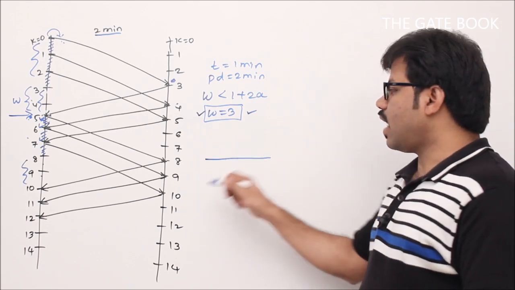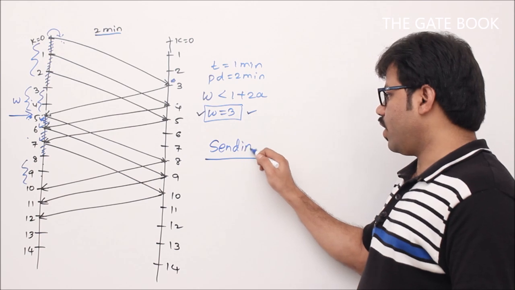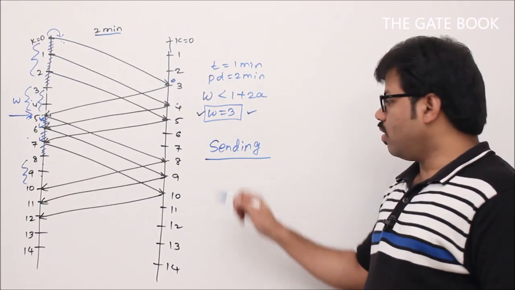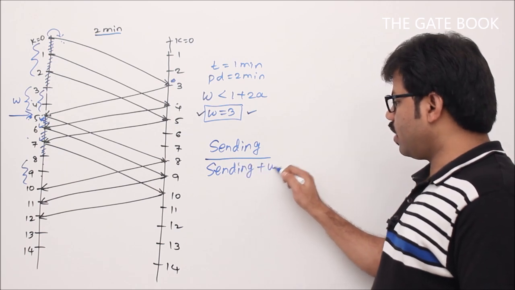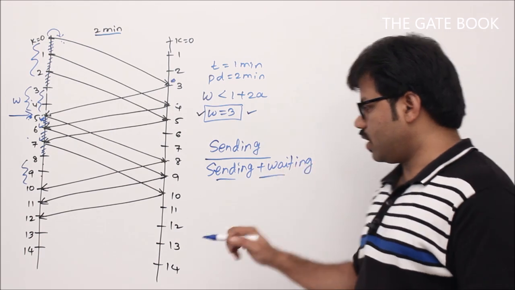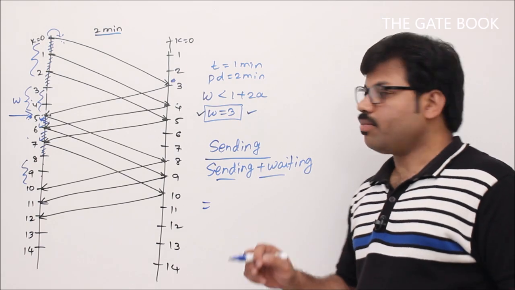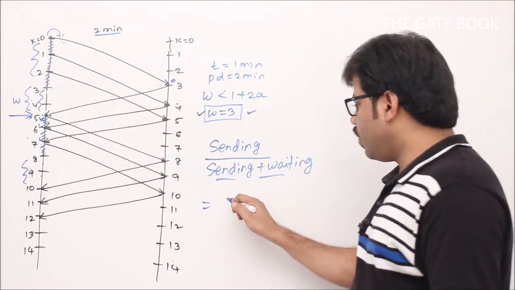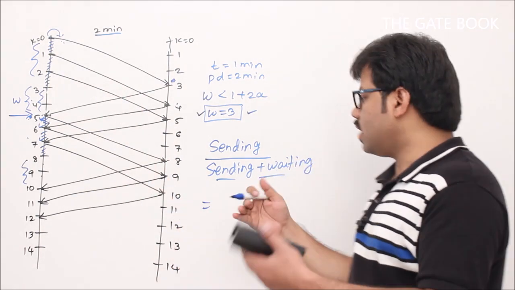So I can say that channel efficiency is nothing but the time you are sending, right? Sending phase time, duration of sending by duration of sending plus waiting, correct? That's a simple efficiency formula, right? Let's do that. So how much time are you sending? Simple. Since we are sending 3 frames here, right? 3 into transmission delay. Let's generalize it.